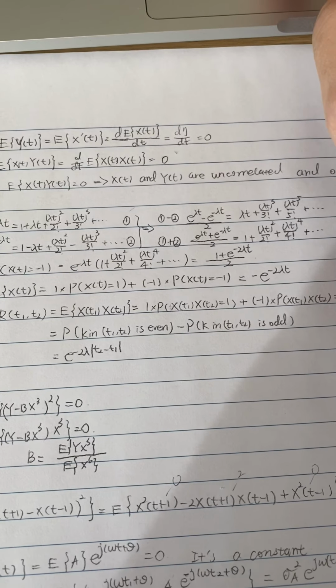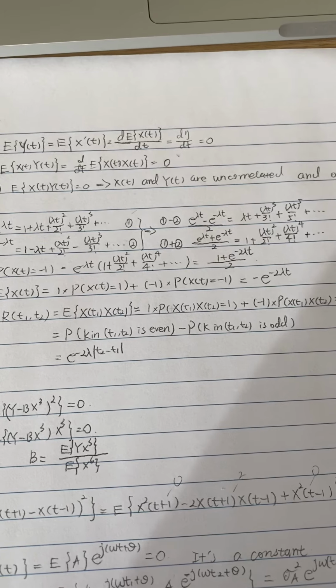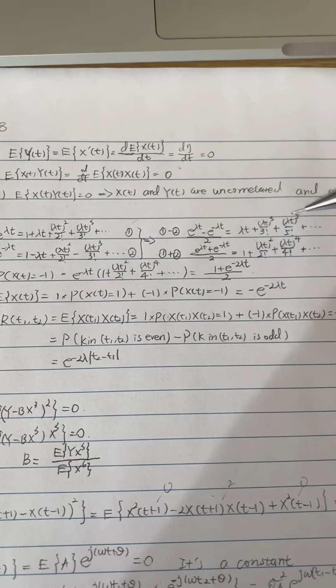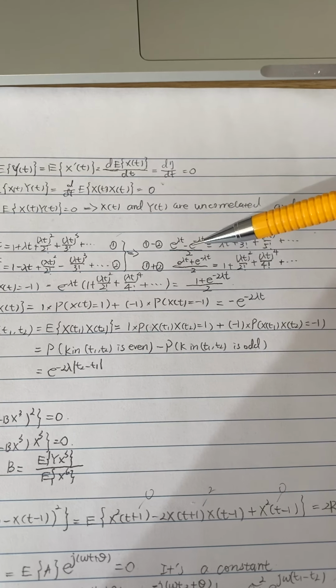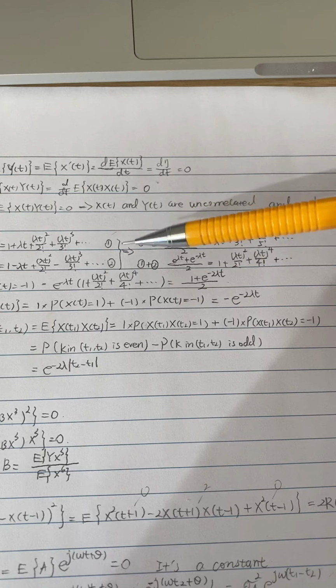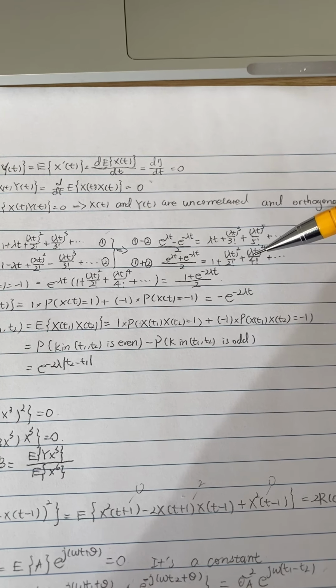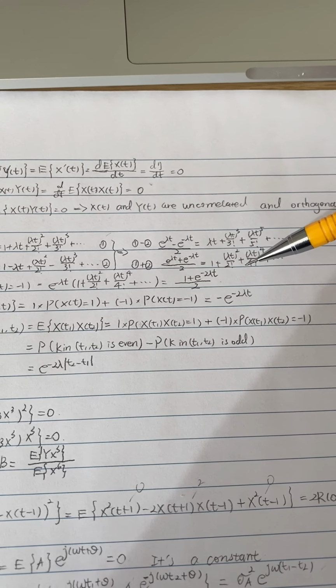When k is an even number or an odd number, the sum of the probability. And when we add the two formulas together, we can get the sum of the probability when k is even.